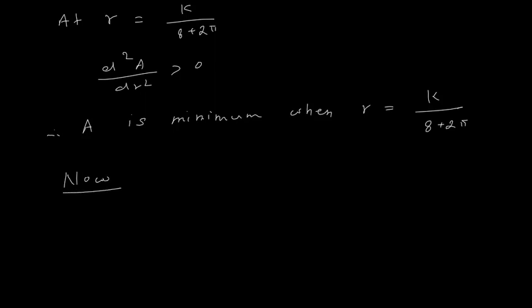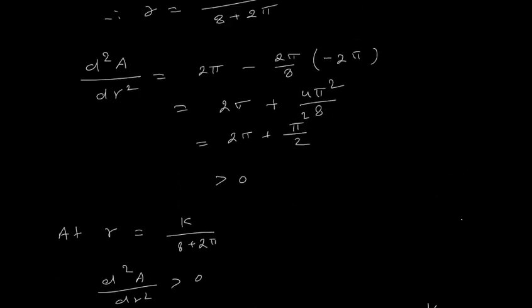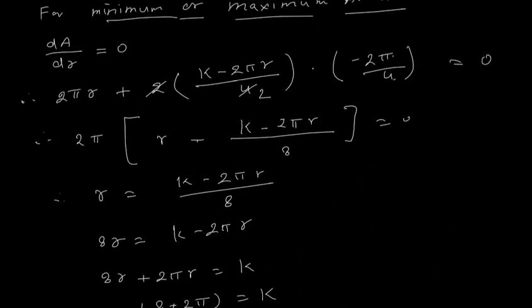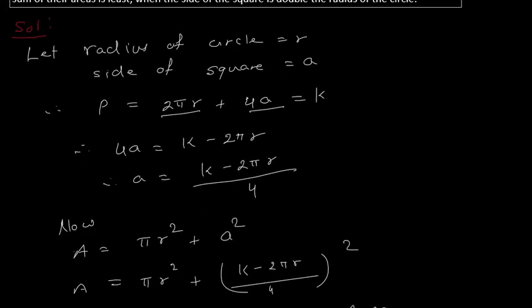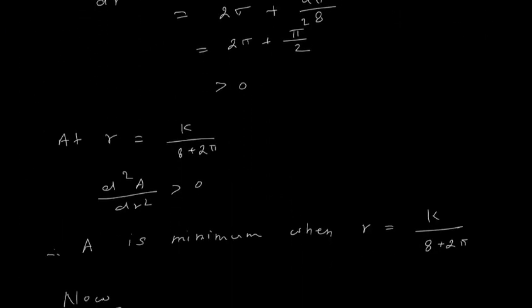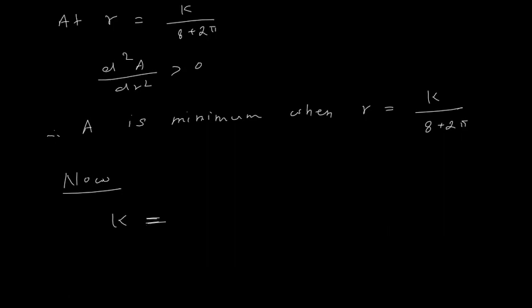Now we have k equals to, initially what we have said is that k is equal to 2 pi r plus 4a, right? This is the perimeter of the circle and this is the perimeter of the square.